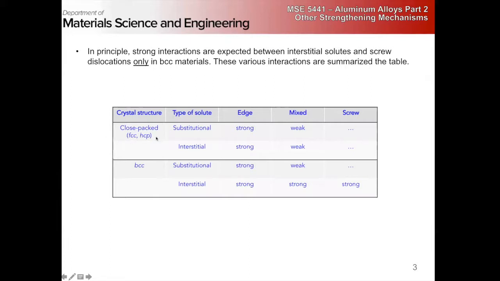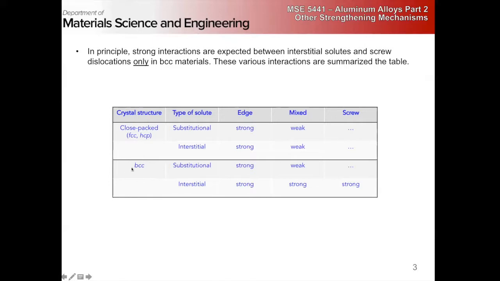So FCC and HCP are close packed structures. A substitutional solute is going to be a relatively strong obstacle for an edge dislocation, but very weak for a mixed dislocation if it has screw character. Because of the pure shear nature of the elastic strain field around a screw dislocation, there's only very limited interaction between a pure screw dislocation and the substitutional solid solution. The same goes for interstitials.